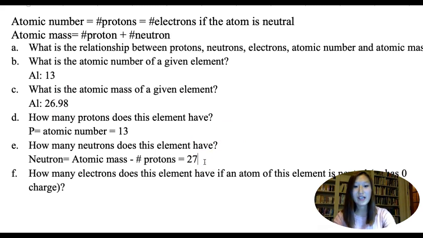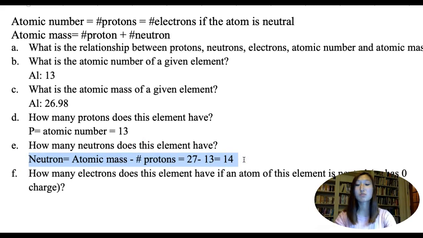So 27, our rounded atomic mass, minus 13, which is our atomic number and also the same number as the number of protons, gives us 14. So we know that this element should normally have 14 neutrons.